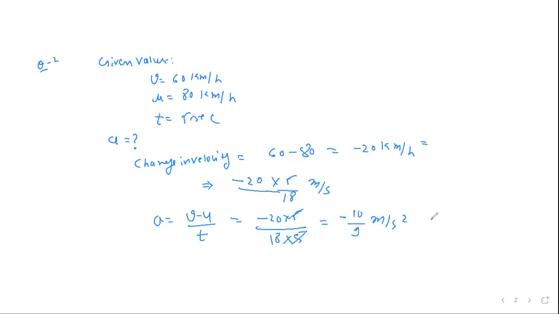So what we have done with little smartness, we avoided calculating 60 and 80 twice into meter per second. We just calculated the difference and then converted the difference in one go. Otherwise, we would have converted first this, second this, then taken a difference. Is that clear? Yes, sir.